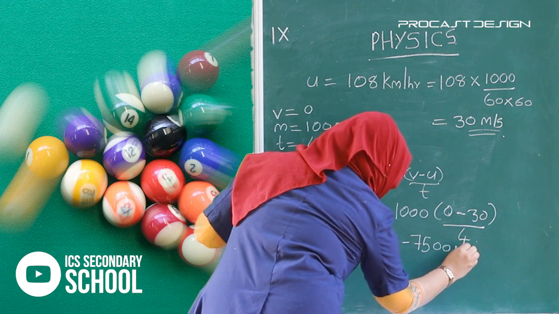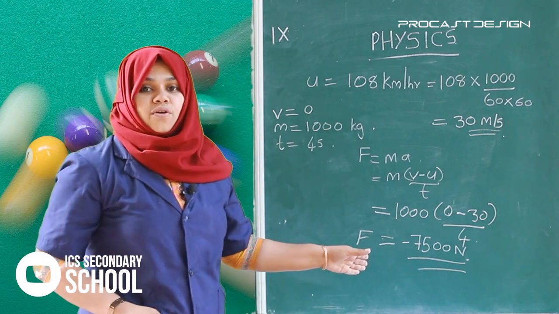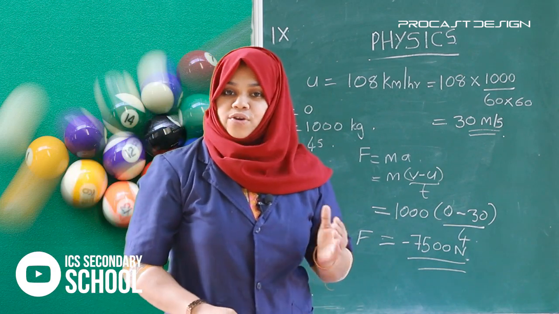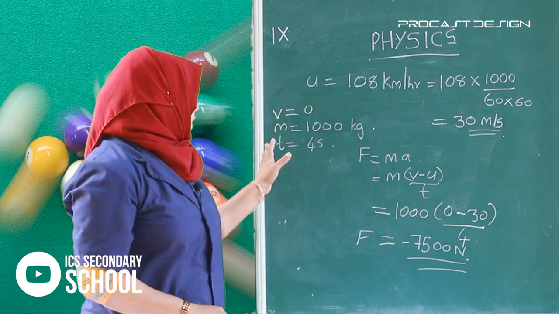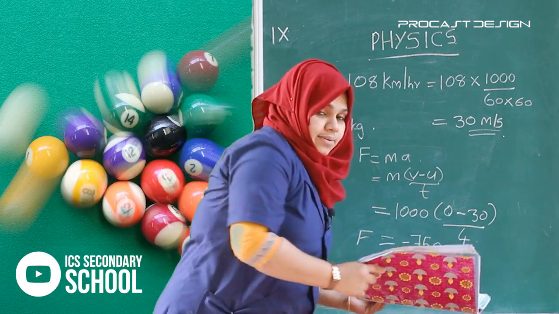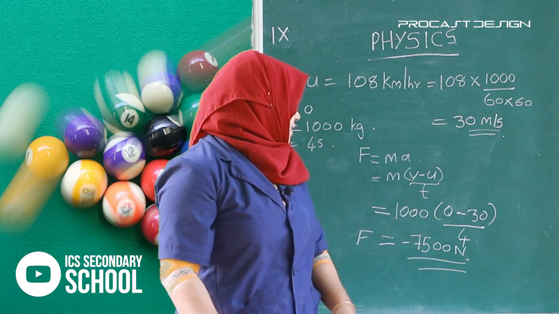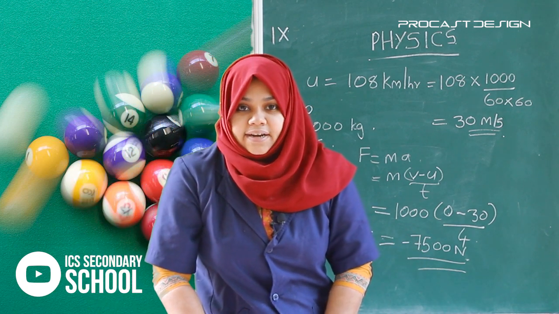7500. What is the unit? Newton, because the unit of force is Newton. Okay. All of you get this answer? Good. So, we get the answer F is equal to minus 7500 Newton.